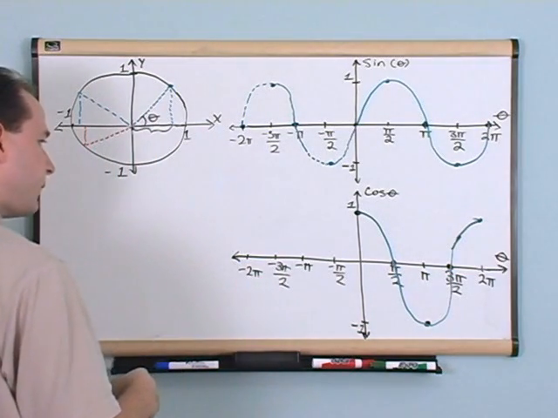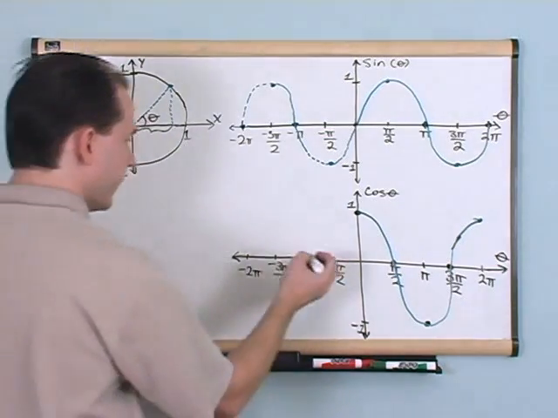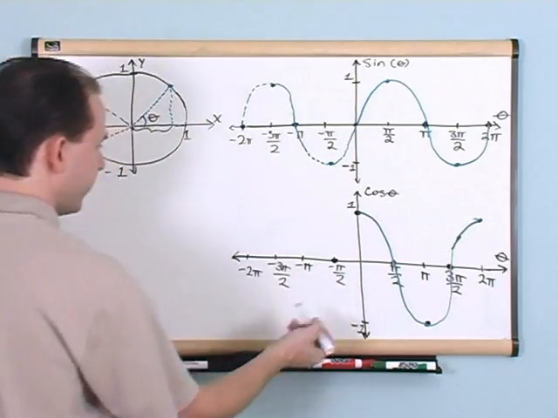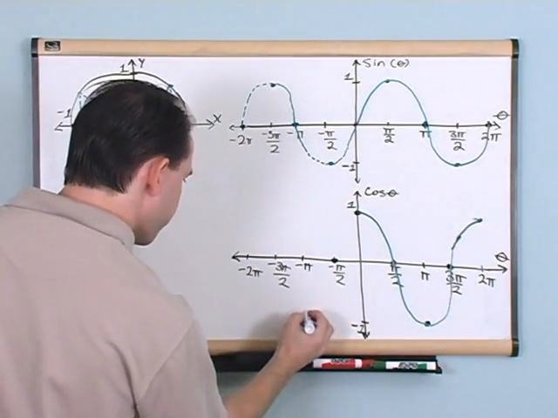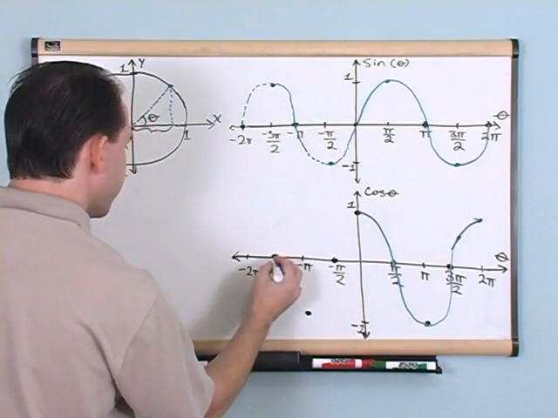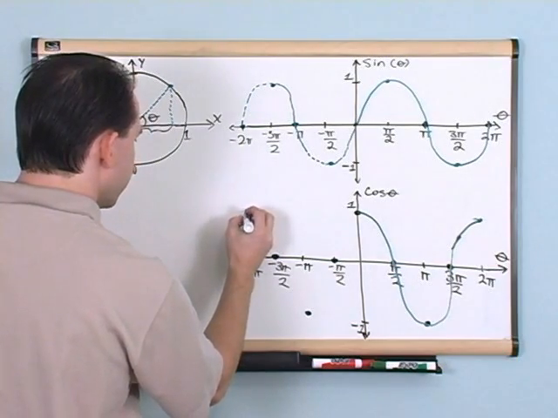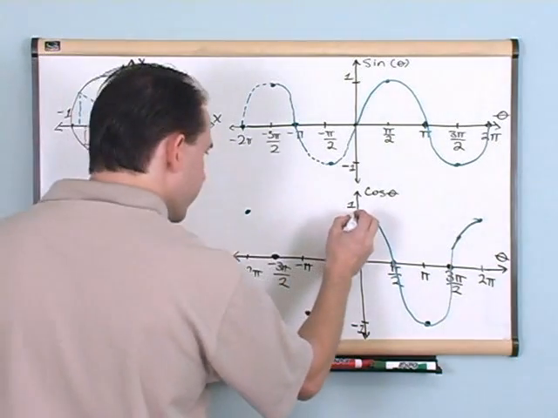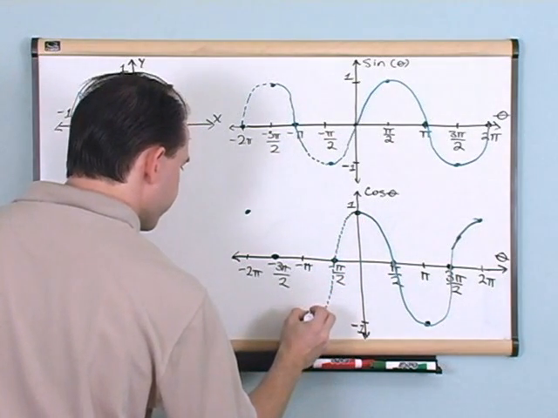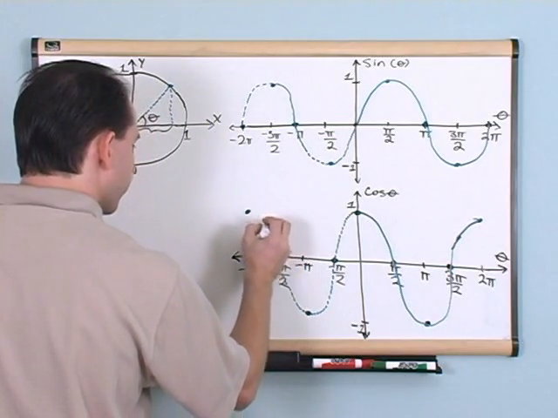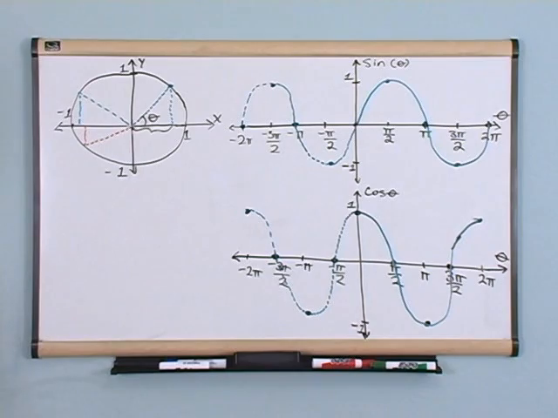Well, if we continue logically and continue doing the same thing, what you will find is cosine of negative pi over 2 is 0. Cosine of negative pi is negative 1. Cosine of negative 3 pi over 2 up here is again 0. And then cosine of negative 2 pi again is 1. So if we were to continue the graph, it would come like this. Okay? Now it starts to look a little bit more familiar.